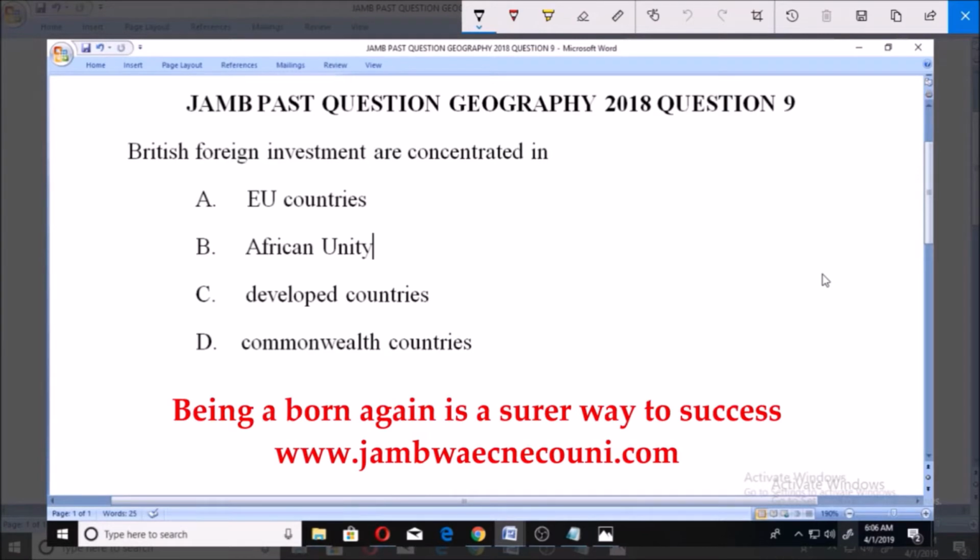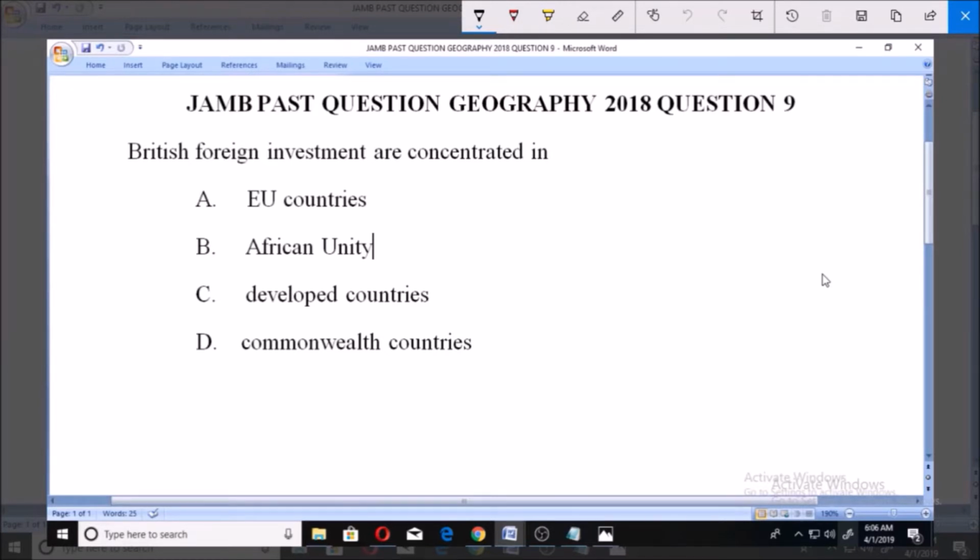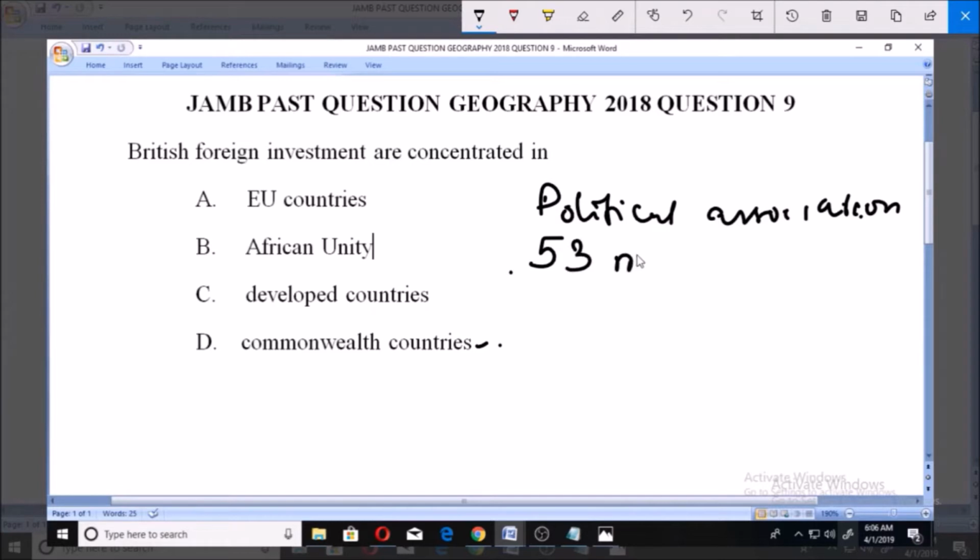Whenever you hear the word British foreign investments as regards our country here in Nigeria, you know about the Commonwealth countries. And what are these Commonwealth countries? The Commonwealth is a political association of 53 member states.